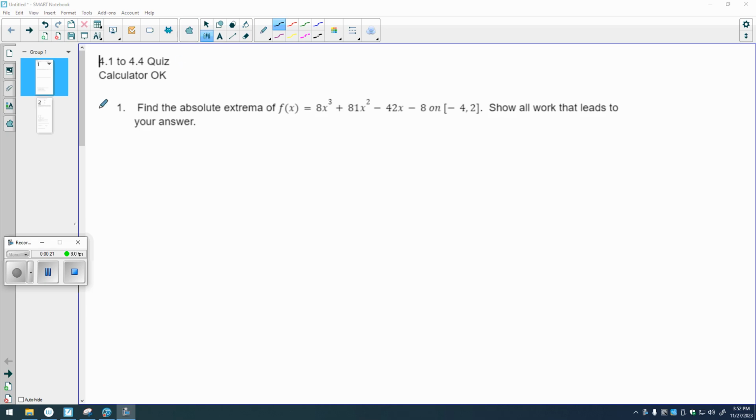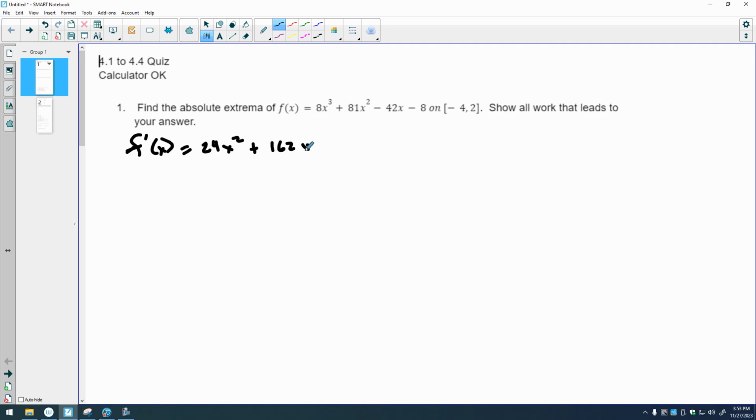So let me get this out of the way here first. So first thing, absolute extrema. Absolute extrema are at the critical values and my endpoints. So I'm going to find critical values first. My first step is to find the derivative. So derivative of this thing, power rule, 3 times 8 is 24, decrease the exponent by 1. 8 times 2 is 162, decrease it by 1. And then the 42 is just 42.